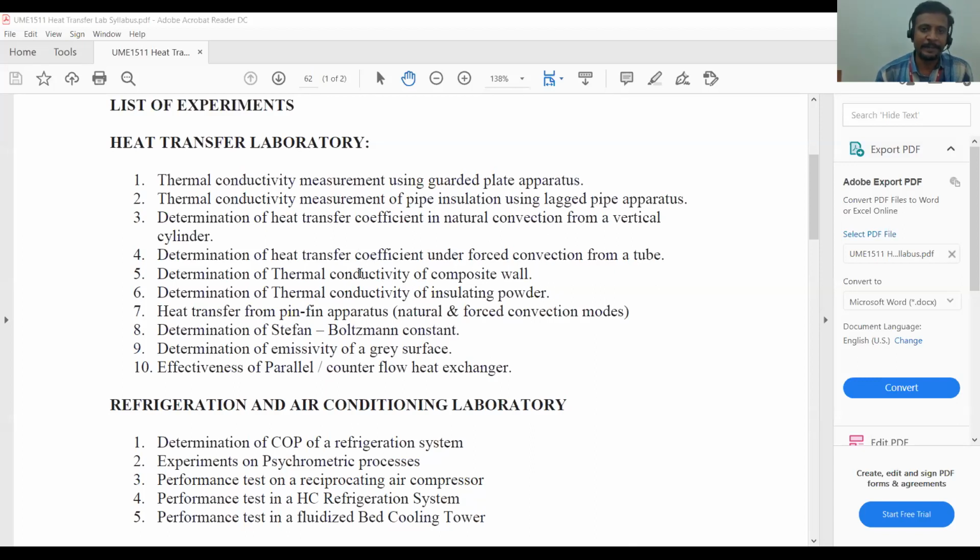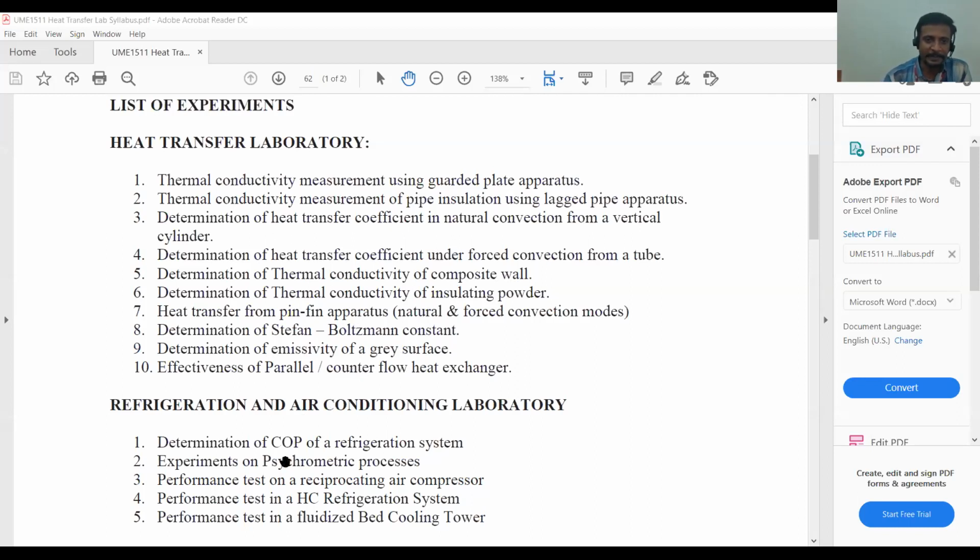Then we have composite wall, thermal conductivity of insulating powder. Okay. Then we have natural and forced convection in pin-fin apparatus. Then the other two are radiation, Stefan-Boltzmann constant and emissivity measurement in radiation heat transfer, and application of that in a heat exchanger. So we have both parallel and counterflow heat exchanger, a simple tube-in-tube parallel counterflow heat exchanger. We will study how much heat is being transferred, LMTD, all that in that.